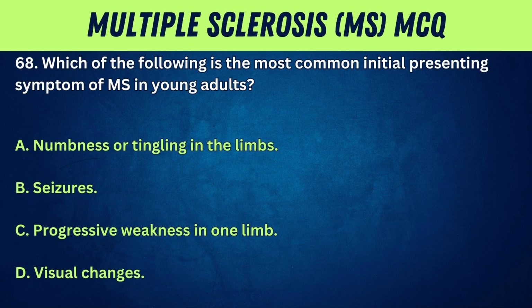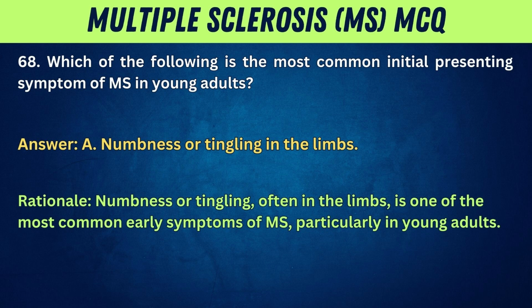68. Which of the following is the most common initial presenting symptom of MS in young adults? A. Numbness or tingling in the limbs. B. Seizures. C. Progressive weakness in one limb. D. Visual changes. Answer: A. Numbness or tingling in the limbs. Rationale: numbness or tingling, often in the limbs, is one of the most common early symptoms of MS, particularly in young adults.